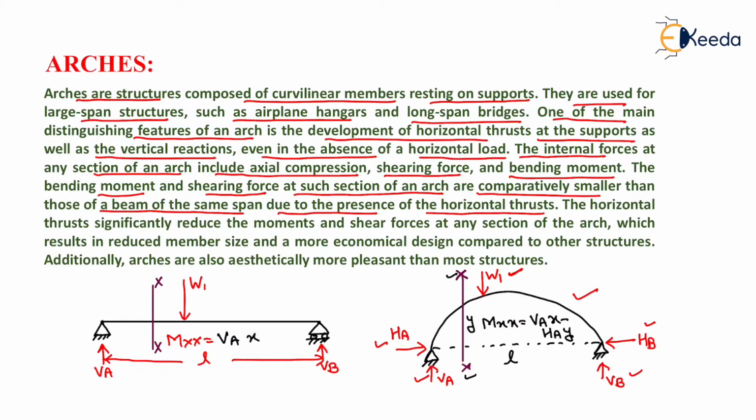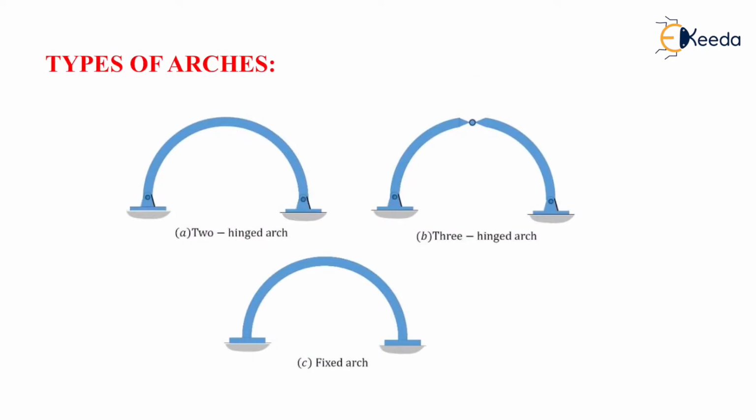The horizontal thrust significantly reduces the moments and shear forces at any section of the arch, which results in reduced member size and a more economical design compared to other structures. Additionally, arches are also aesthetically more pleasant than most structures. Now that is all about the arches. Now we will move to the types of arches.